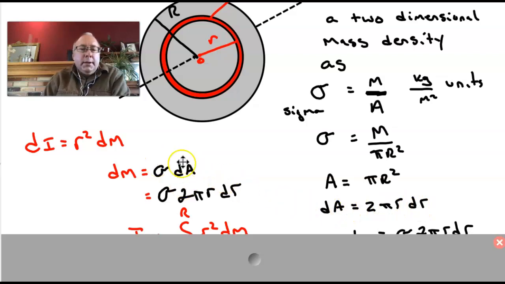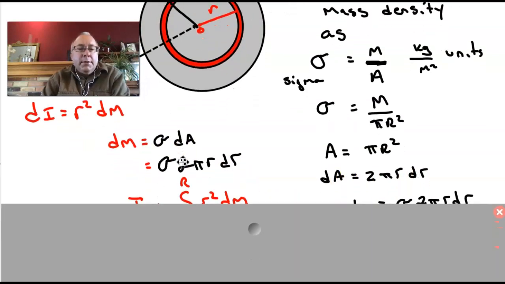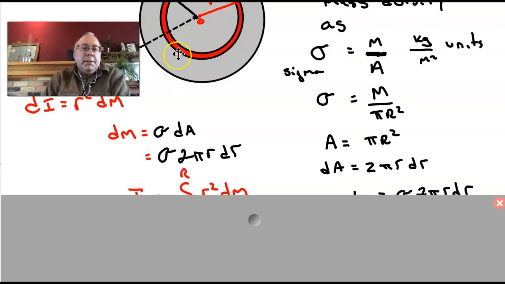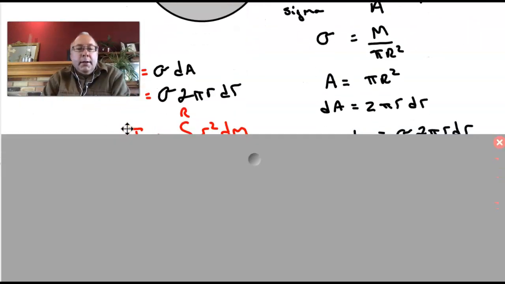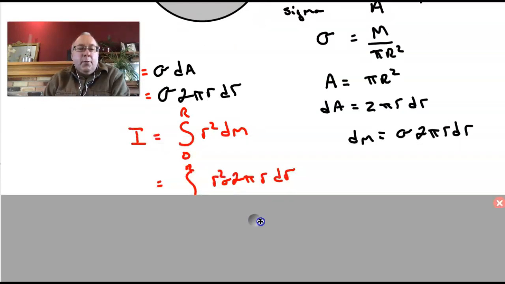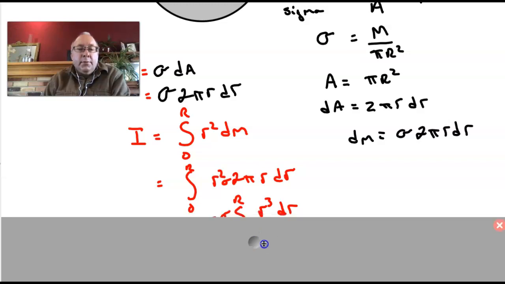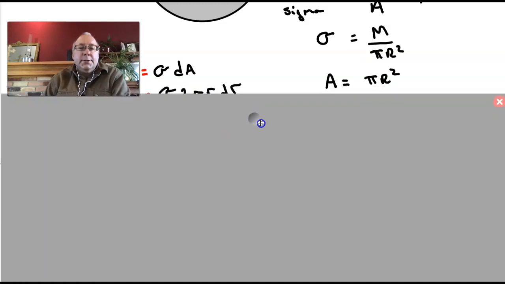So what we're going to do is we can take our dm then, which is our sigma dA, right, our little element of area right here that we're thinking about, and when we do the dA dr, we get the 2 pi r dr for the dA. Okay, well, this becomes what we can substitute in for dm now in our integral. So working down to how we're going to integrate over this shape, the whole inertia for all of those masses, or those dm's.